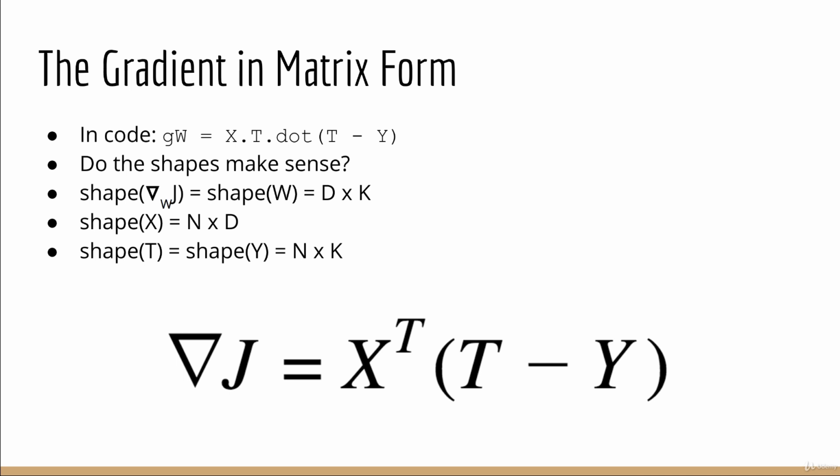Now, technically speaking, this is not a dot product, but rather a matrix multiply. You can use the rules of matrix algebra to do a sanity check and make sure this works. First, we know that the shape of W is D by K, and therefore the gradient should also be D by K. We know that X is of shape N by D. And we know that both the target and the predictions are N by K. So ultimately, we have a D by N matrix multiplied by an N by K matrix. As you know from your linear algebra studies, the inner dimension disappears, so the resulting matrix is of size D by K as expected.